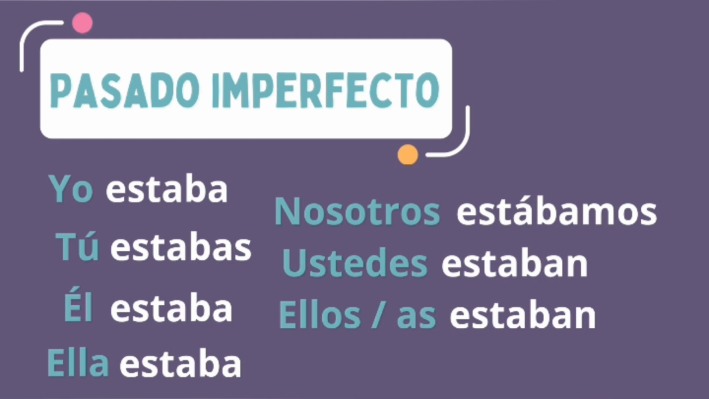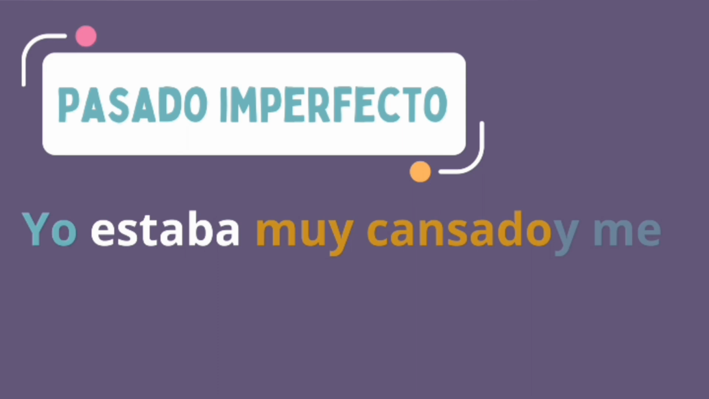Now let's see how to conjugate this verb, estar, in the imperfect past, okay? Yo estaba. Tú estabas. Él estaba. Ella estaba. Nosotros estábamos. Ustedes estaban. Ellos or ellas estaban. Okay, so this would be the conjugation of the verb estar, the verb to be in the form estar, using the imperfect past, okay? Now let's see some sentences.